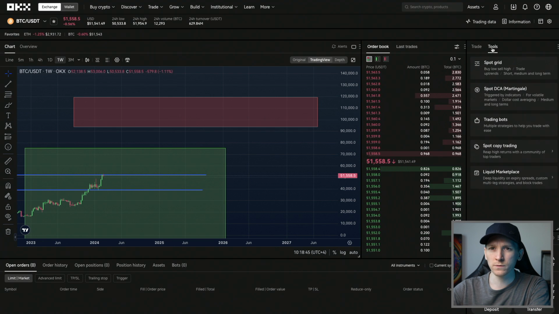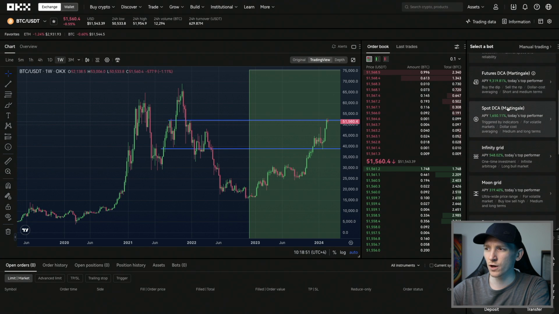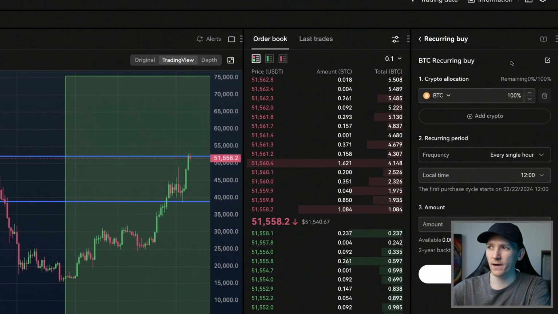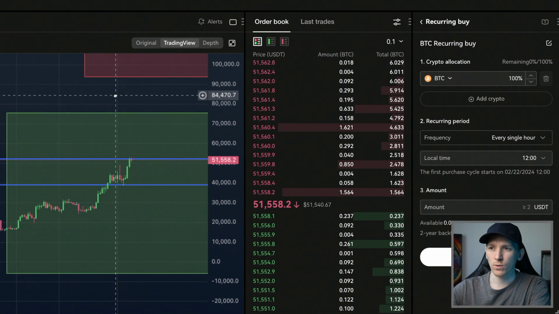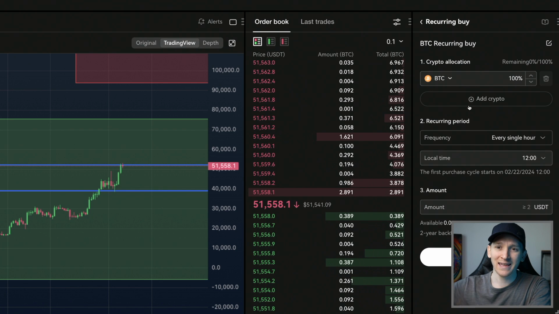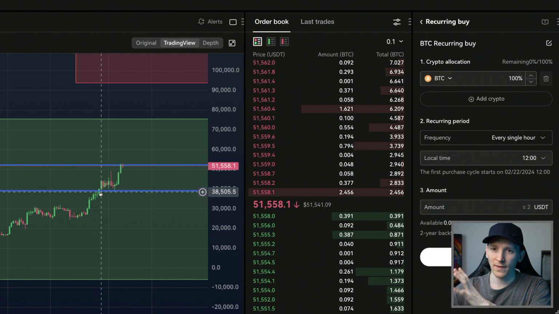So if we go to tools and then we want to look at trading bots, from here you can see the bots right here. I'm actually going to look at recurring buy, and what this does is automate the process of buying crypto. So we don't have to actually put orders in all of the time. We can simply tell the bot, hey, I want you to buy each and every week when the price is within this range, and that's it.